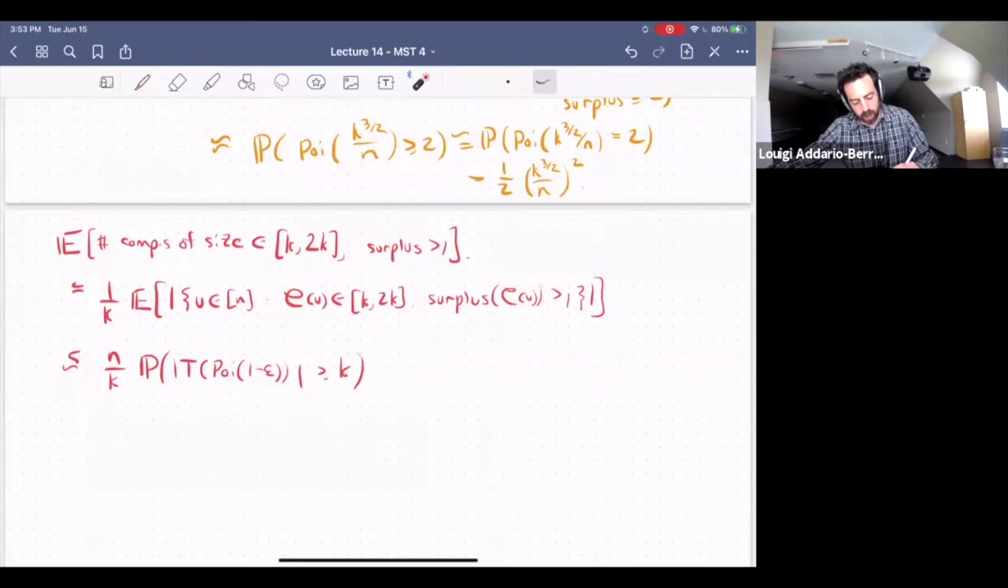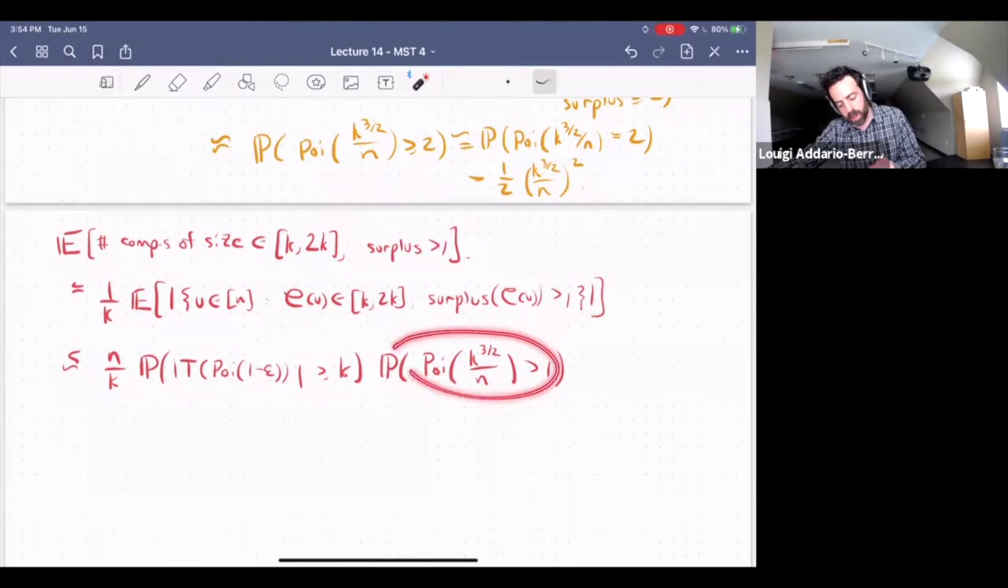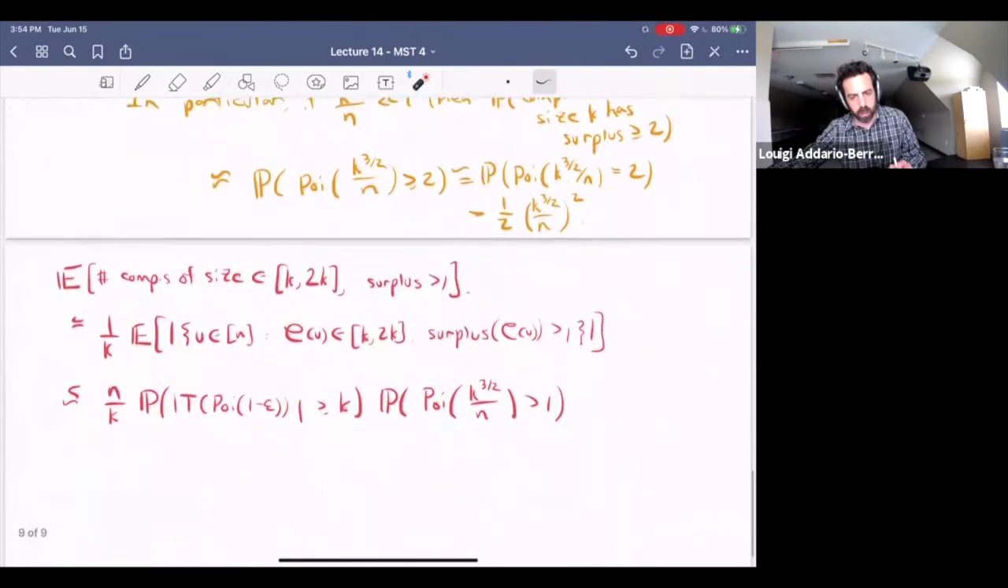Okay, and let's just bound this by 1 on k to the 1/2. And then we still need times the probability that this Poisson with parameter k to the 3/2 on n is bigger than 1. So the n here comes from linearity of expectation, to focus on a single vertex rather than all n vertices. And then if one vertex has this size, we can bound the probability that the component of a single vertex has this size by this probability. And then given that it has this size, the probability its surplus is bigger than 1, we bound using the argument we just saw.